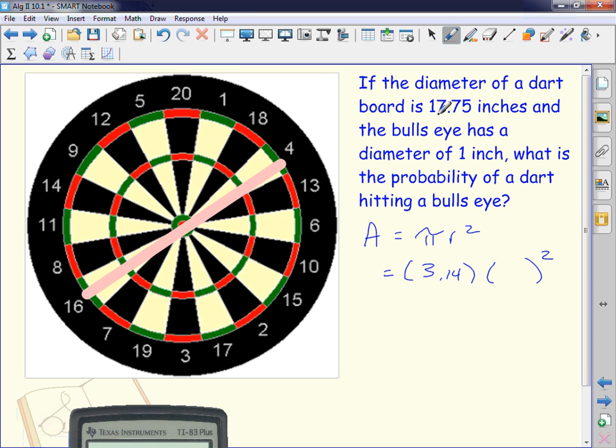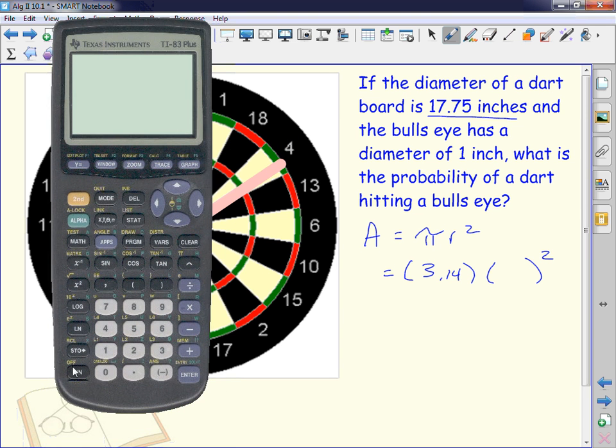It's half of the diameter, and that's the diameter. The whole diameter is 17.75. So I need to divide it by 2. I need to cut the 17.75 in half. 8.875. Now I just use the calculator, take that number, square it, times 3.14. So the dartboard has an area of 247.3 square inches. That's the whole entire dartboard.